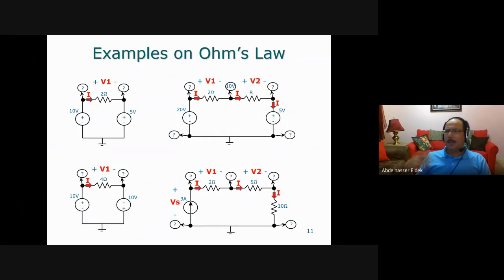This example is about Kirchhoff voltage law. There is another way to use Kirchhoff voltage law, which is just try to follow the nodes. You don't have to use Kirchhoff voltage law.